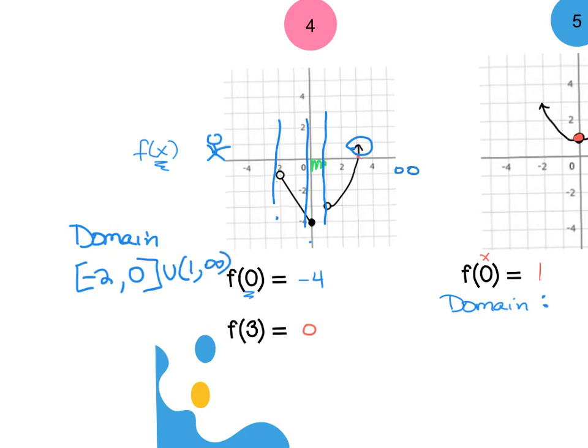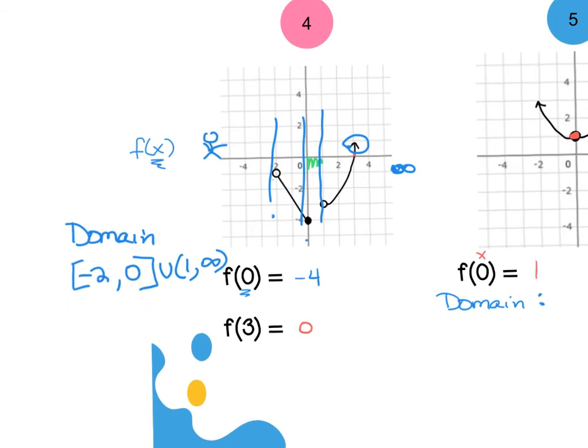Shouldn't the negative 2 have a parenthesis instead of the bracket? Yes, it should, because it's an open circle? Yes, absolutely. Thank you. That is an open circle, so it's a parentheses. Good.